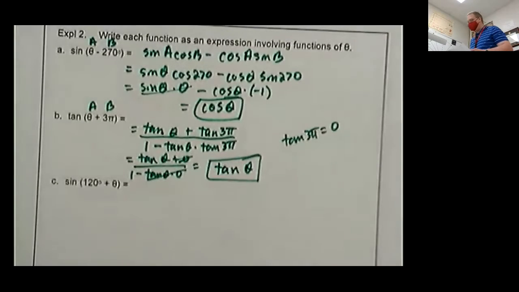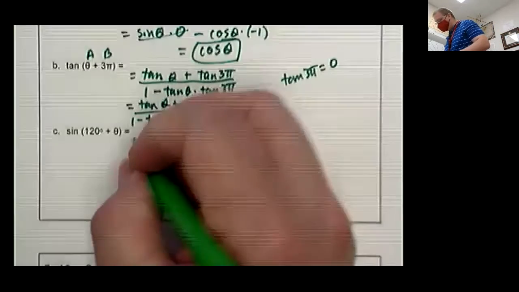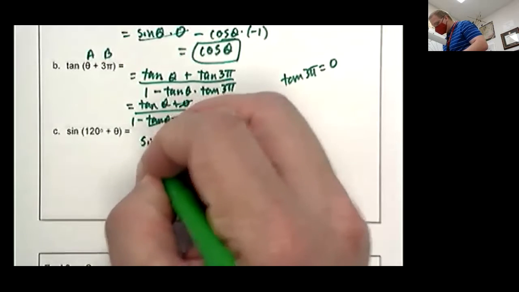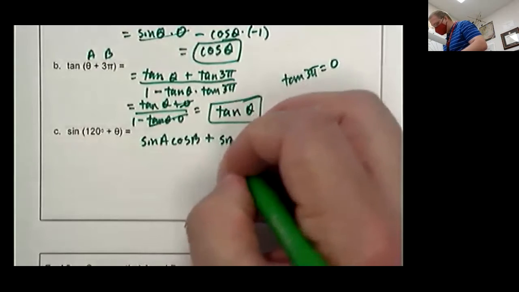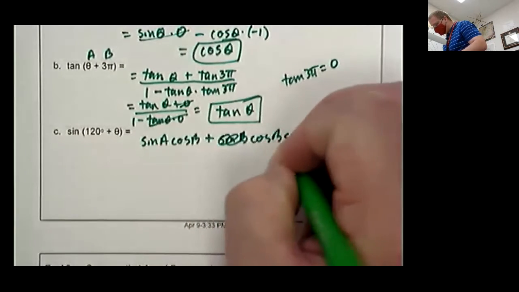Same thing for sine of 120 plus theta. We're going to use our identity for the sum of sine, and that is sine of A cosine of B, keeps the same sign, plus cosine of A sine of B.